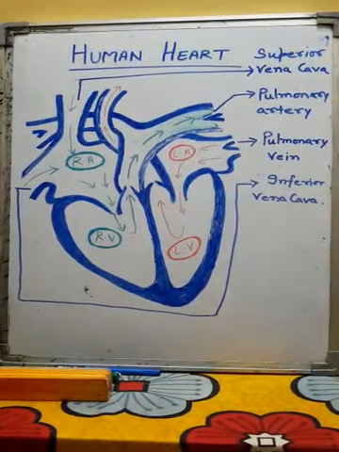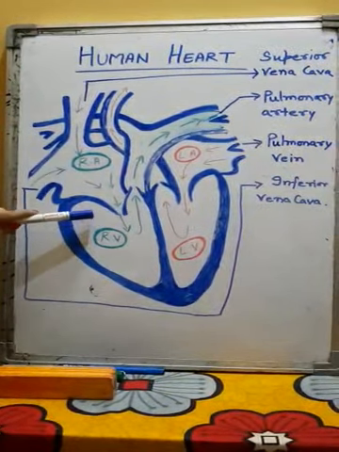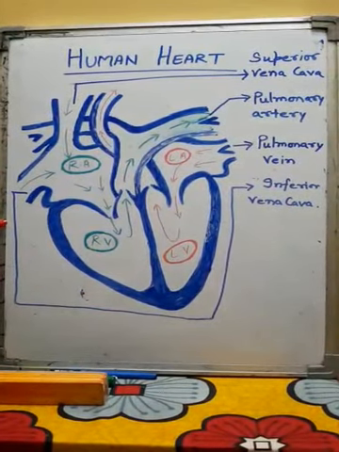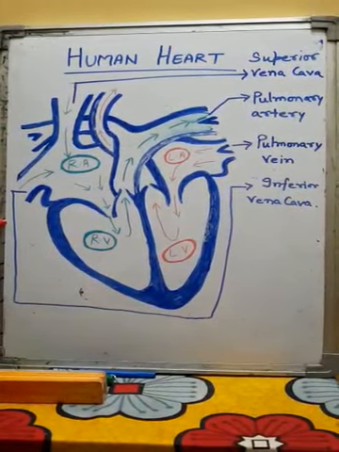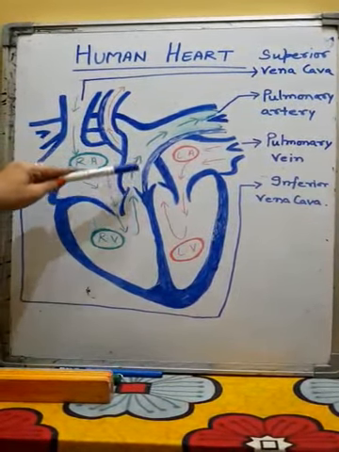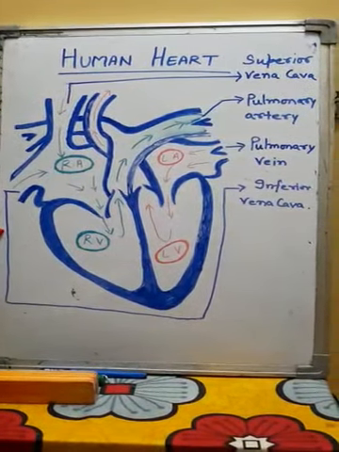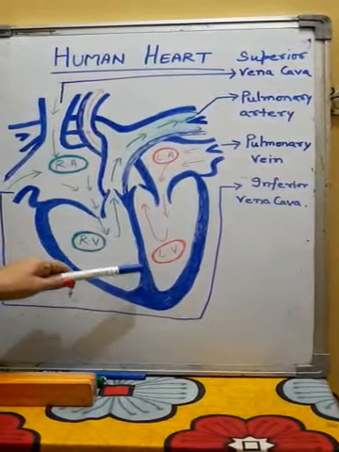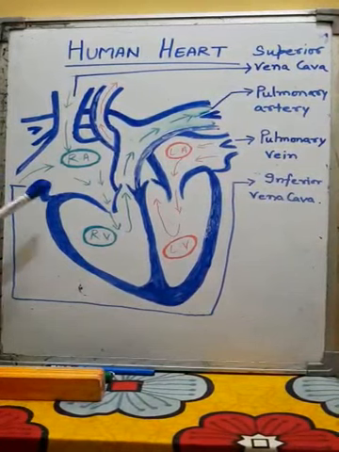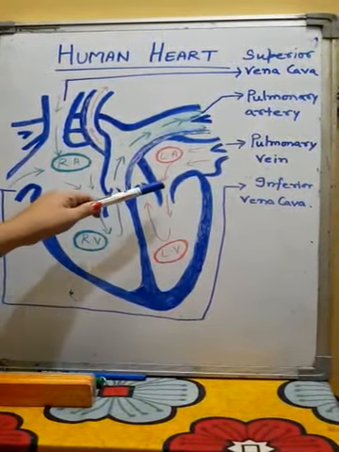This is the structure of the human heart: right auricle, right ventricle, left auricle, left ventricle. Just to recall about different septums and valves. Septum present between two auricles is called interauricular septum. Septum present between two ventricles is called interventricular septum. Septum present between auricles and ventricles is called auriculoventricular septum.